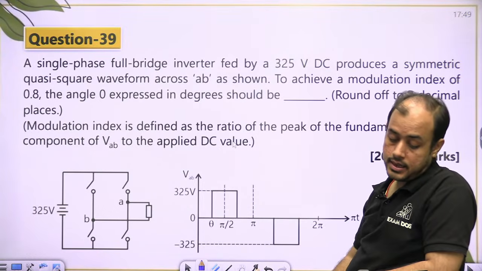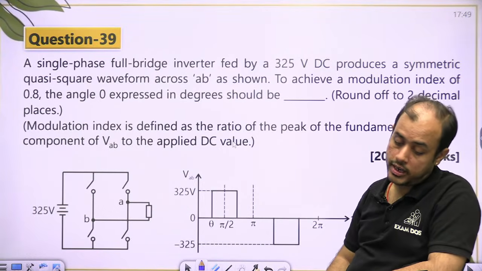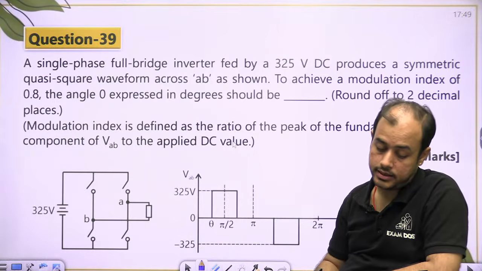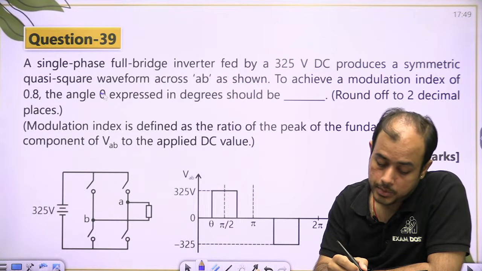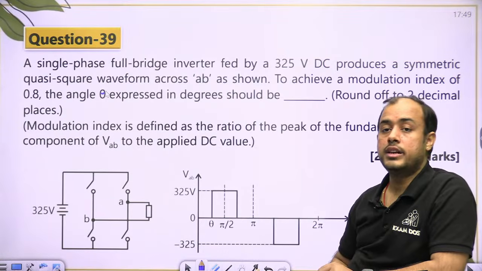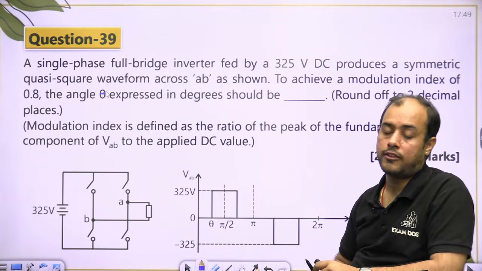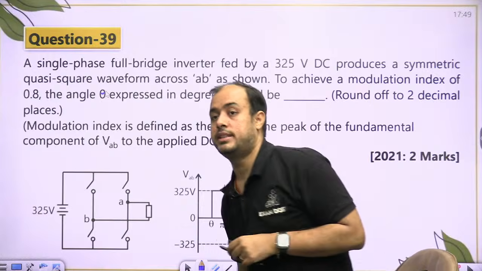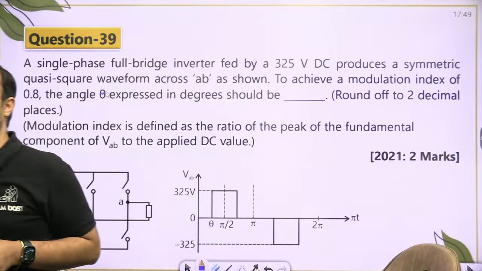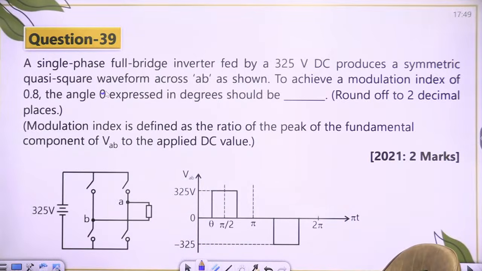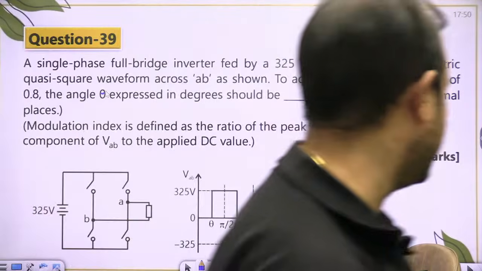Let's try this. I want to achieve a modulation index of 0.8. Then what should be angle theta? Where modulation index is the ratio of peak of the fundamental to the applied DC voltage. मुझे पीक ऑफ फंडामेंटल और डीसी का जो रेशियो है वो 0.8 चाहिए. आपको बताना है उसके लिए थीटा क्या होगा. बनाओ.